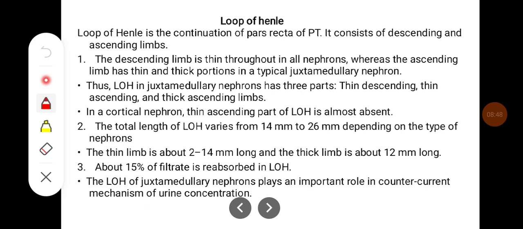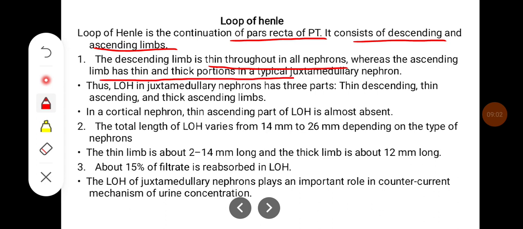Loop of Henle is the continuation of the pars recta of the proximal tubule. It consists of descending and ascending limbs. The descending limb is thin throughout in all nephrons, whereas the ascending limb has a thin and a thick portion in a typical juxtamedullary nephron. Thus, the loop of Henle in juxtamedullary nephrons has three parts: thin descending, thin ascending, and thick ascending limbs.